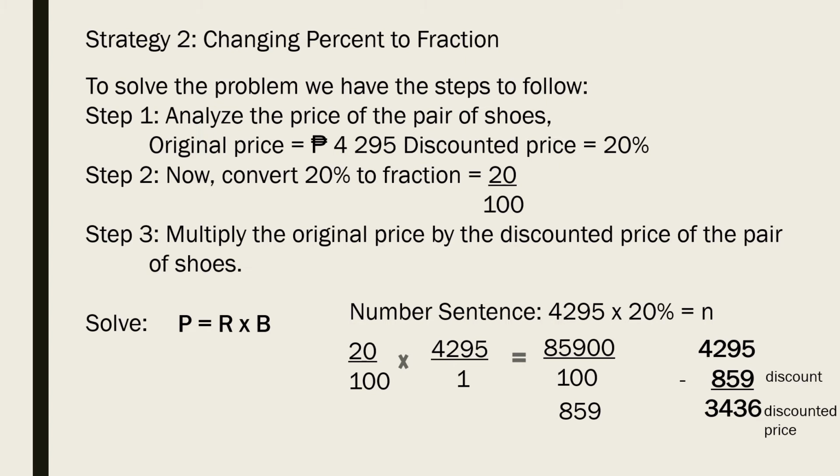So, the answer is 3,436. So, from 4,295 minus 859, which is the 20% discount for the pair of shoes, the amount that Anna is going to pay is 3,436. That is for the pair of shoes. So, I hope you understood our solution with the given problem.